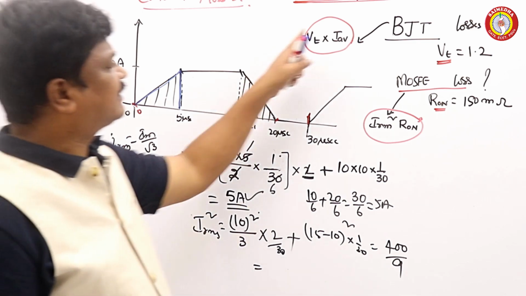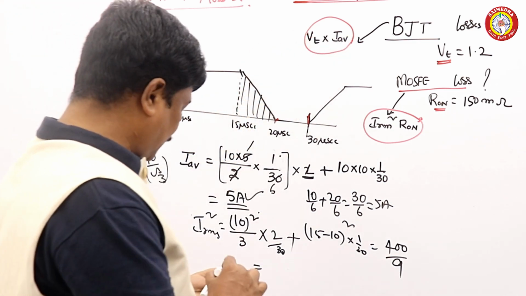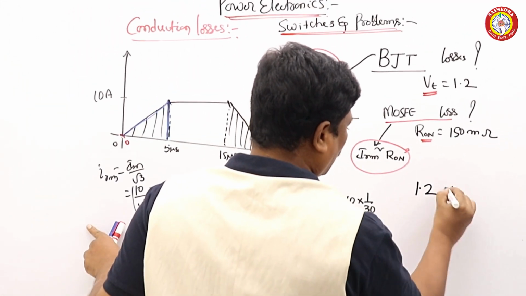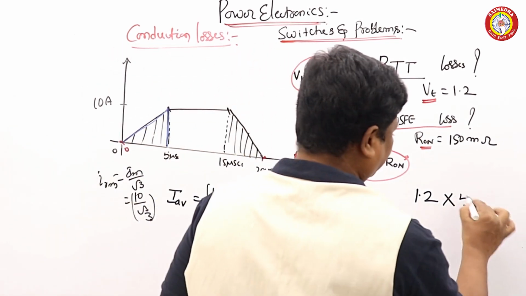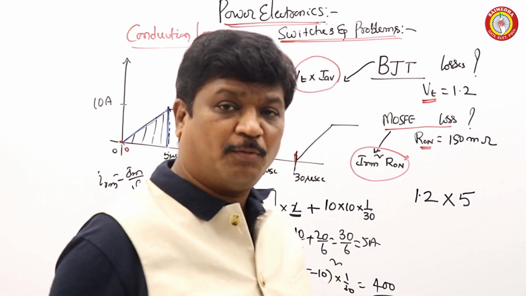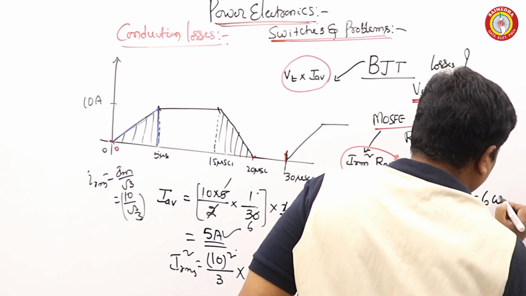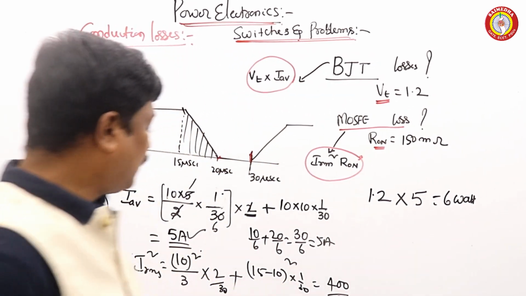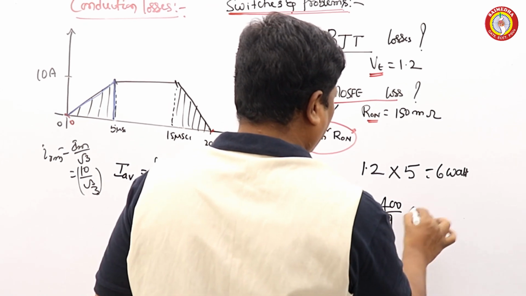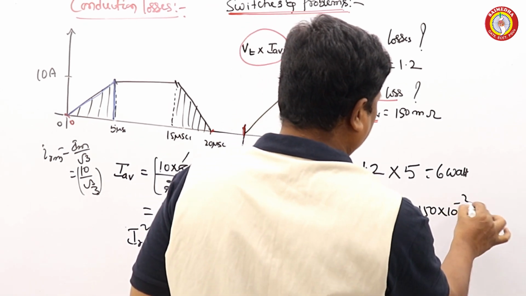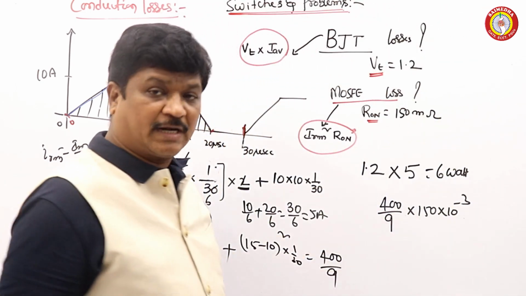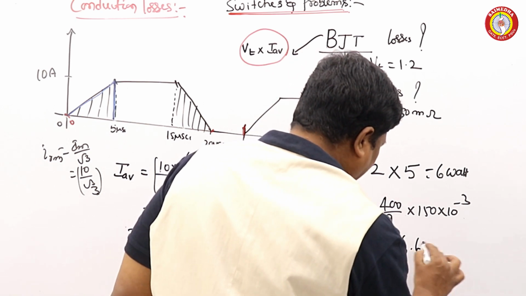Then how to calculate the losses? V average into I average. What is the average value of voltage? They are given as, for this case, 1.2 into I average 5 amperes. If you simplify 1.2 into 5, how much will you get? 6 watts. And what is the other one? IRMS square is 400 by 9, into 150 into 10 power of minus 3. 400 by 9 into this one. If you simplify on your calculator, I hope you can get 6.67 watts.